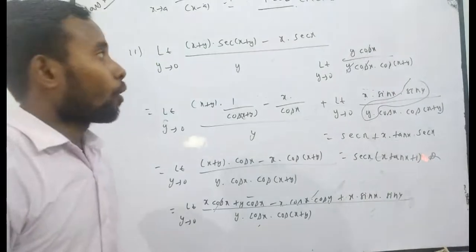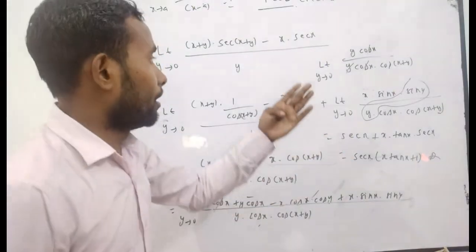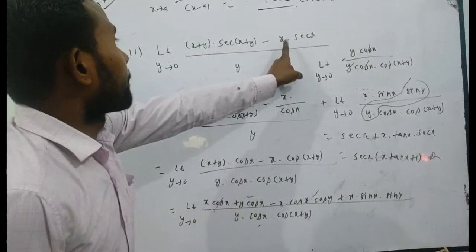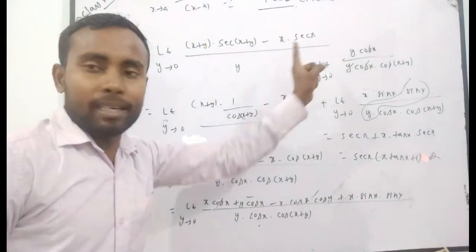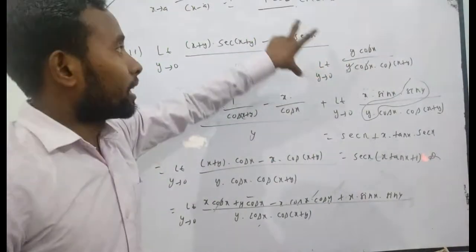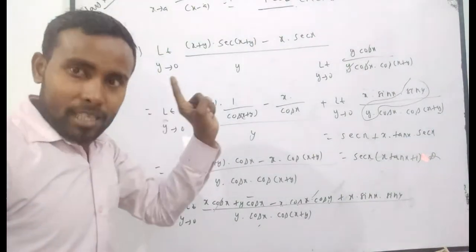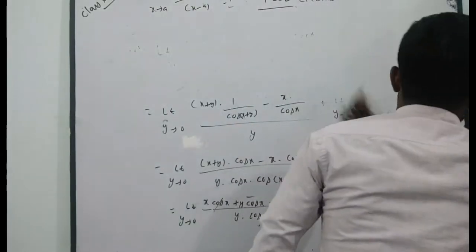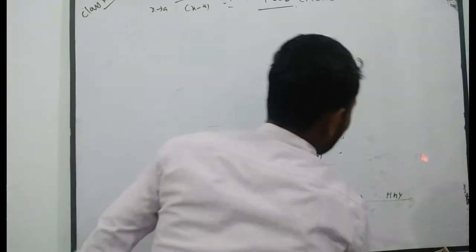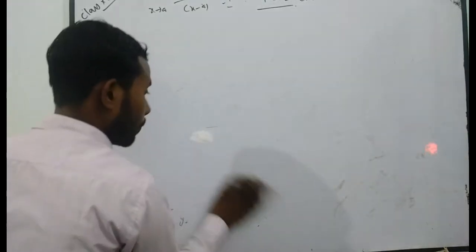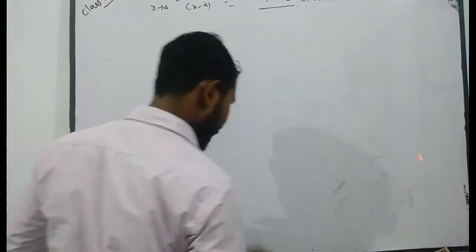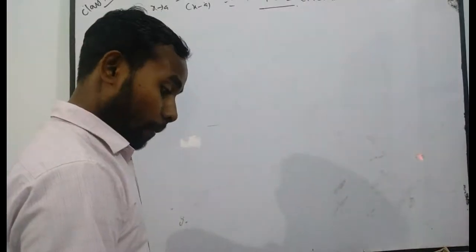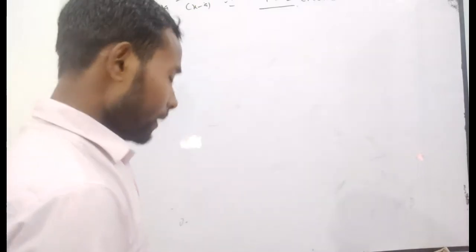Actually in this problem there is nothing, only due to x students face problems, because there is x, they think x is a variable, but here x behaves as a constant. Don't worry about x, only consider y as a variable. Now I take the next problem for you. This is your 11th one. I think this is also a good problem. Only do practice, I always tell you, and don't forget to remember all those trigonometry formulas. Now we take example 12.